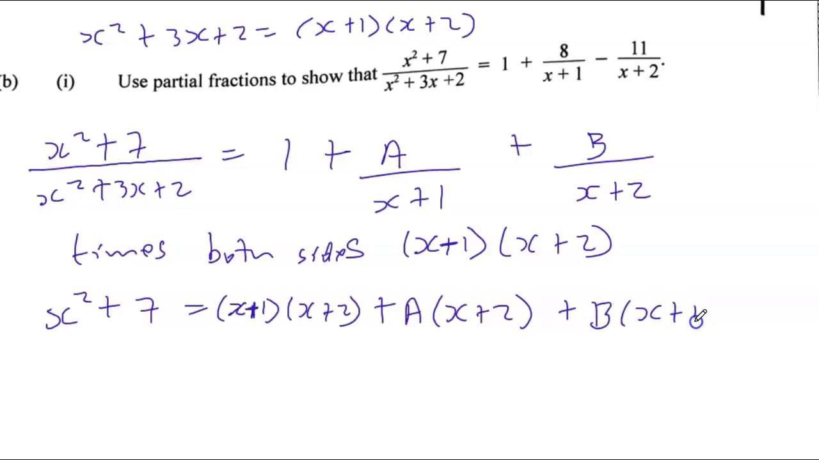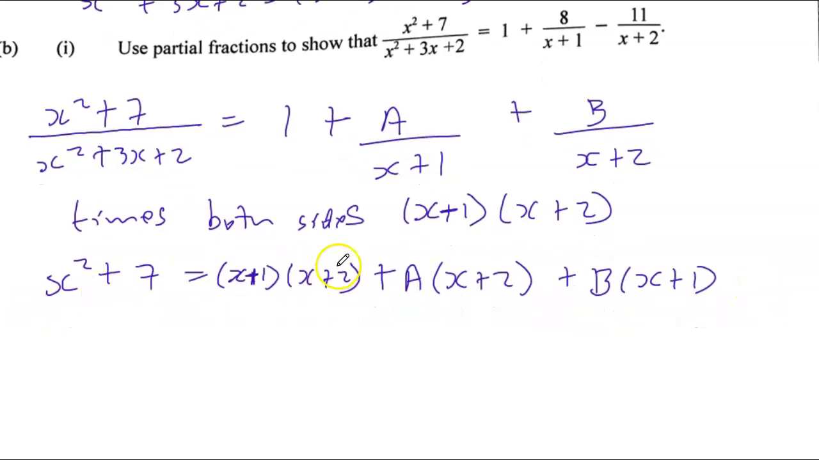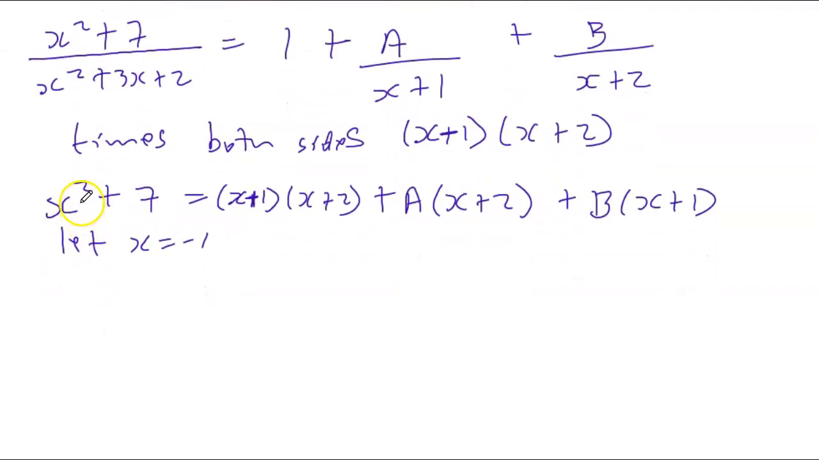Now we need to find the values of a and b, so we can substitute different values that will make a bracket 0. Let's try x equal to negative 1. If x is negative 1, on the left-hand side we have negative 1 squared, which is 1, plus 7.